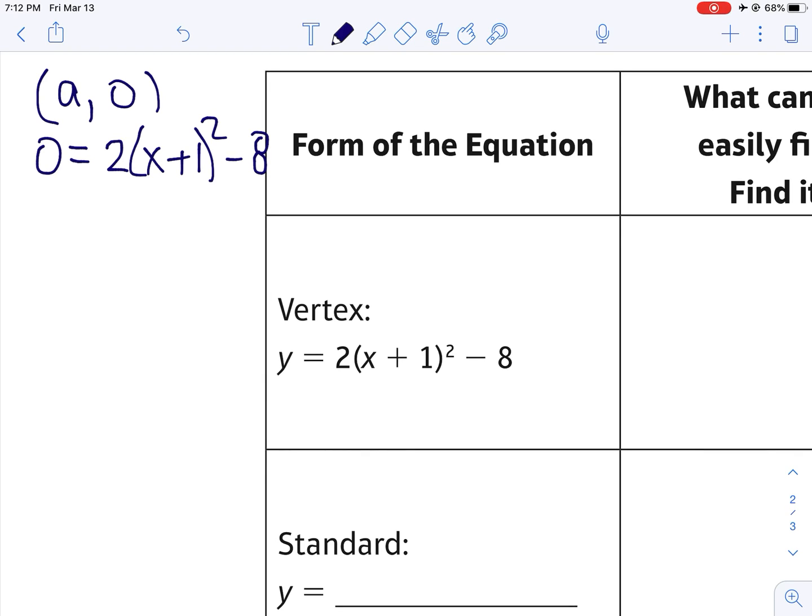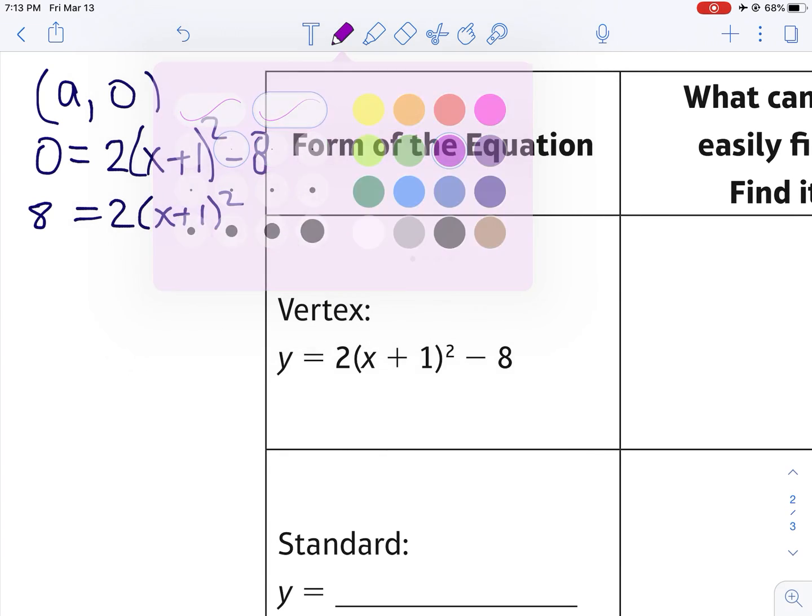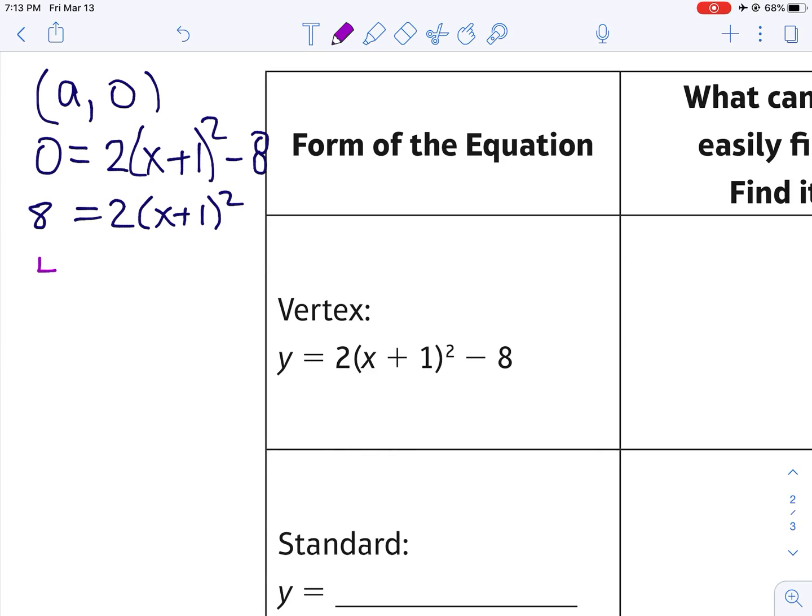The first thing I'm going to do is get 8 on the other side, so I'm going to add 8 to both sides of the equal sign. Then the next thing I'm going to do is divide both sides by the 2. When I do that, I should get this. Now, last year you should have learned how to do square roots. If I take the square root of this side and the square root of this side, you should be getting a positive 2, and instead of rewriting it, we just write it with a negative underneath. This plus minus means you have a positive number and a negative number, equals x plus 1.